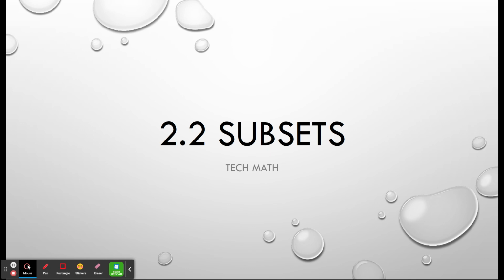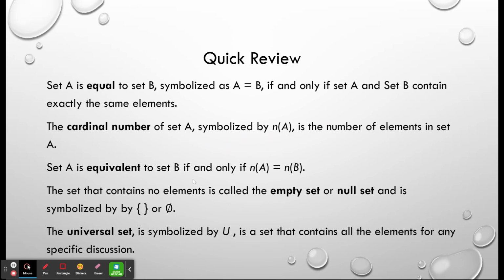We're talking about subsets. In 2.1, we discussed different types of sets, and there's a little review of that. You can read this, pause the slide, whatever you need, but these are the main pieces here. Make sure you review and understand what these symbols mean, as well as how we can compare these different sets. As we move forward into 2.2, we look at actual subsets.